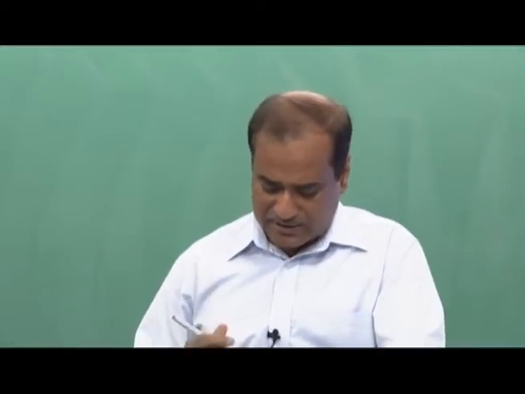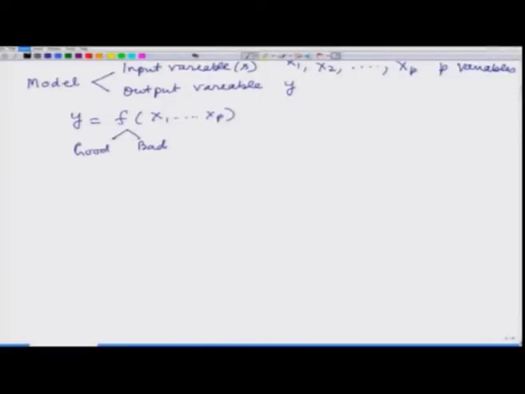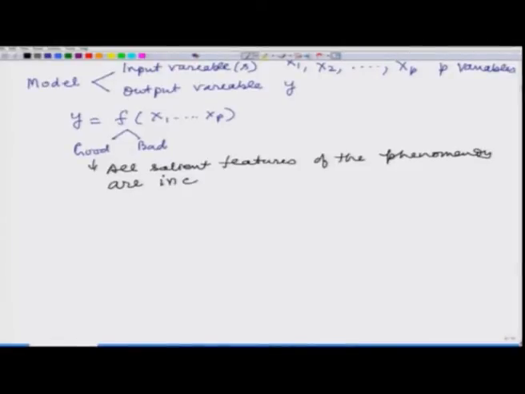Right. So, I can say here that in case of a good model, I would like to have all salient features of the phenomena incorporated. The next question comes, well, I would like to have a good model, no doubt about it, but then how to obtain it?